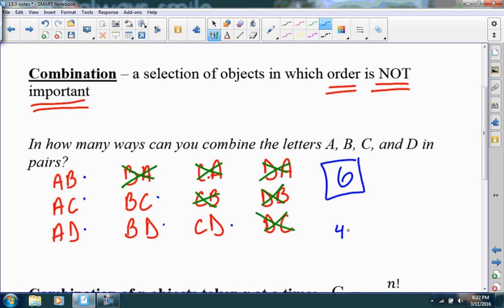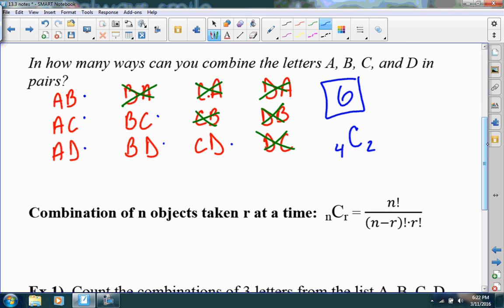And how we're going to represent that with a combination notation means that we have 4 letters that we're choosing. So we'll use them in a combination because we're going to put them in a combination of 2 at a time. So that will be our notation that we will be using today, which is right here. So we have a combination of n objects taken r at a time. So here we had 4 letters, and we were putting them in pairs, so we were taking them 2 at a time.